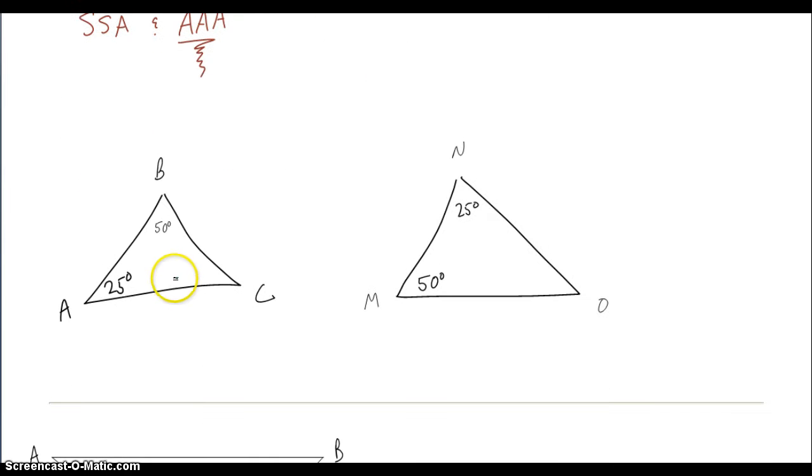In this example, triangle ABC and triangle MNO have some angles that are congruent. Angle A is congruent to angle N, and angle B is congruent to angle M. I don't know how big angle C is, nor do I know how big angle O is, but I know that there's a total of 180 degrees in a triangle, so I can take 180 minus 25 minus 50 to figure out this missing angle. When I do that math, the missing angle is 105 degrees.